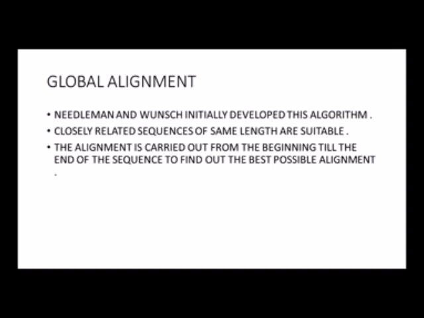Firstly, the global alignment. This was proposed by Needleman and Wunsch. This is suitable for closely related sequences of the same length. This alignment is carried out from the beginning of the sequence till the end of the sequence in order to find out the best possible alignment between two sequences.